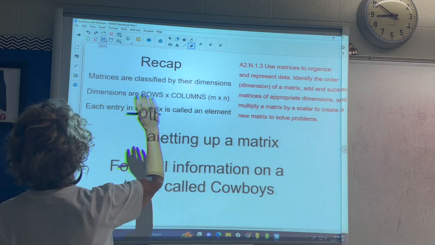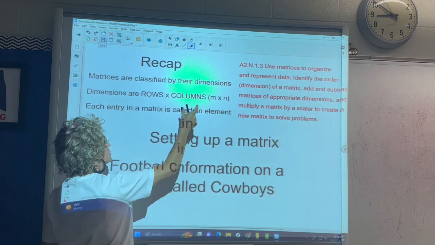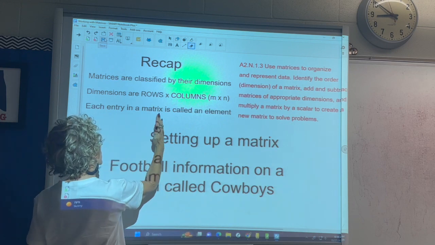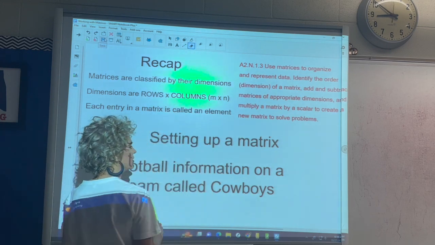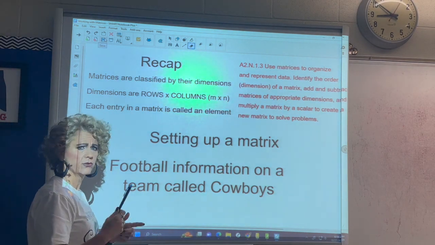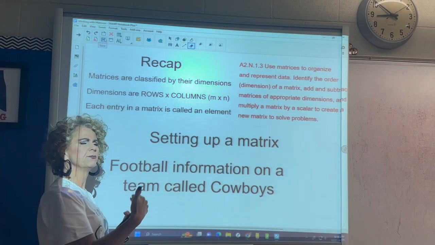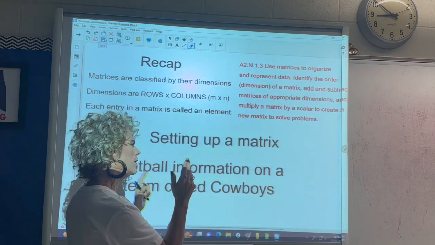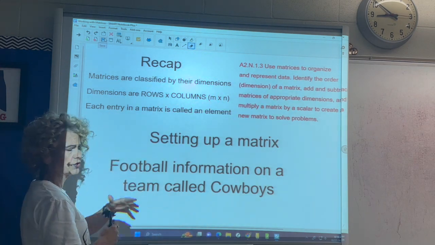So we are going to do a quick recap. Matrices are classified by their dimensions. Dimensions are rows, left to right, columns, up and down. All of the columns can represent something. All of the rows can represent something. It's just a matter of how you decide to make those arrangements. Regardless of the decision you make, you have to be consistent. And I believe you will see what I mean by consistency when we start to practice.